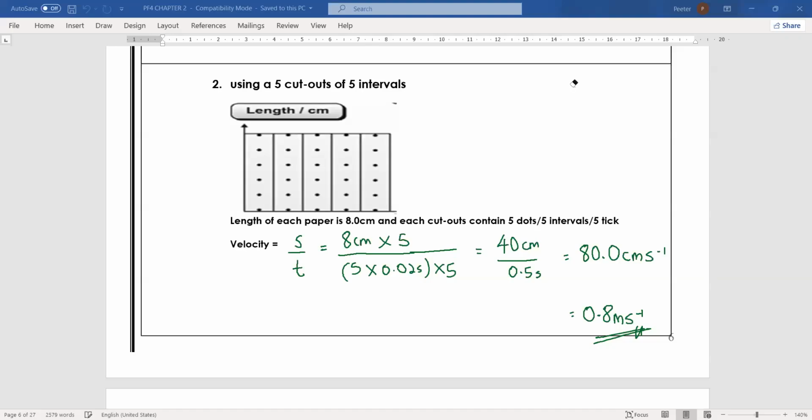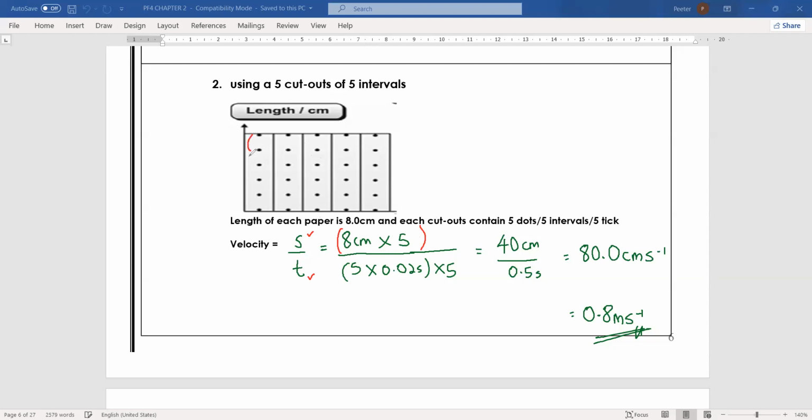If you look at the second part of the ticker tape, there are 5 cutouts now. Earlier, we saw only 1 cutout, but we're still going to calculate the velocity. So what we do here, the formula is still the same, displacement over time for velocity. So total displacement, each paper is 8 cm, you got 5 papers, and then what is the total time?